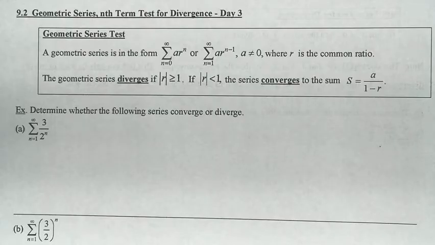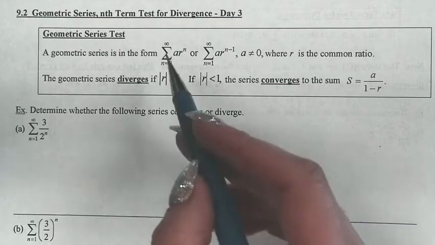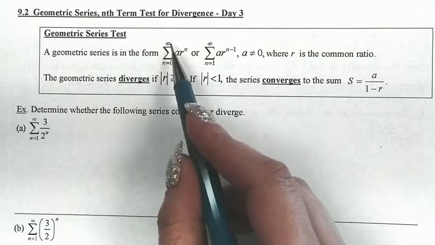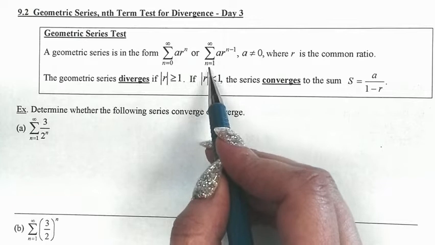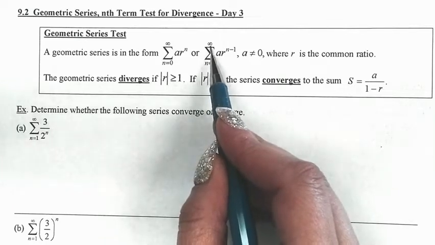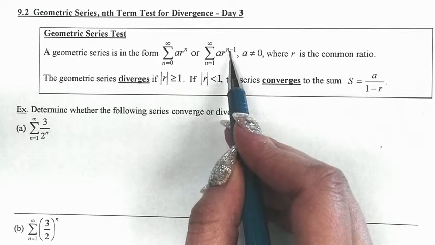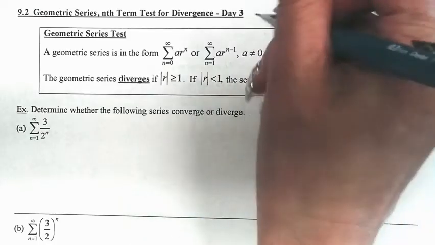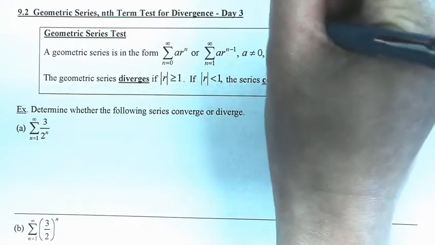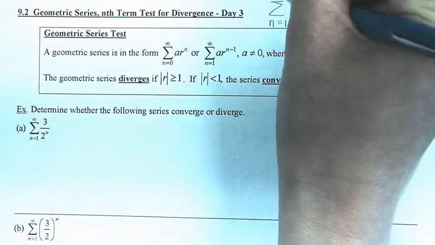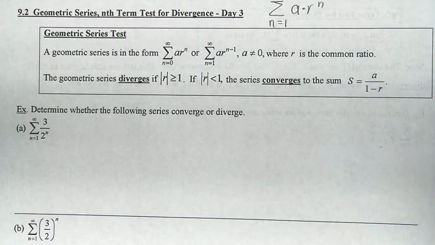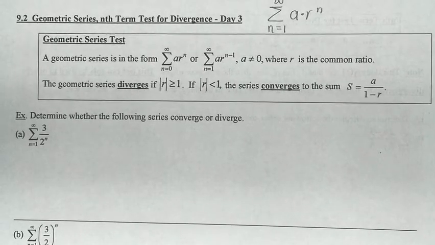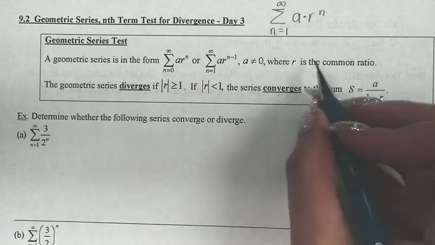We say that a series is geometric when we have the form the summation from n equals 0 to infinity of a times r to the power of n, or the summation from n equals 1 to infinity of a times r to the power of n minus 1. Also, you can have the summation from n equals 1 to infinity of a times r to the power of n, where a is different than 0 and r is what we call the common ratio, and you learned this in pre-calc, the common ratio, okay?